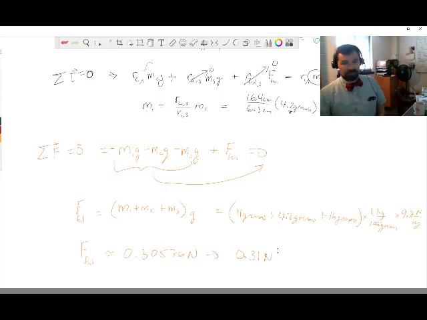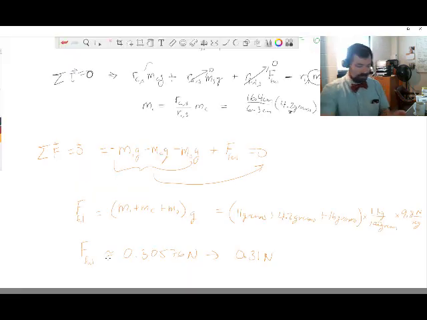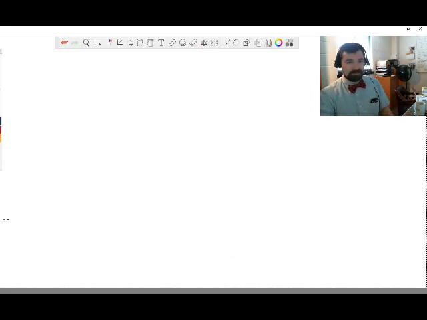So same as the process that we used before. Now we're ready to do the other unknown mass, the other mystery object. Now this other mystery object, you'll recall we had to actually move the pivot point off of the center of mass of the stick. So our new diagram would now look more like this. We have our stick like this.